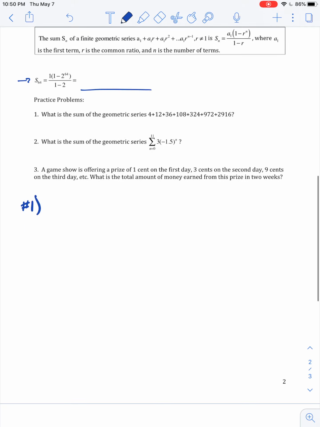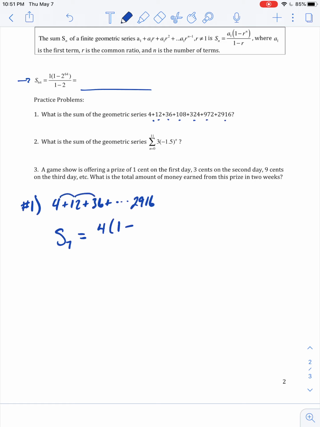So what's the sum of the geometric series 4 plus 12 plus 36, and so on, until I get to 2,916? All right, well, how many terms is that? So it's 1, 2, 3, 4, 5, 6, 7 terms, right? So S sub 7, so we know we're adding up 7 terms, is going to equal the first term, so 4, times 1 minus r raised to the n.